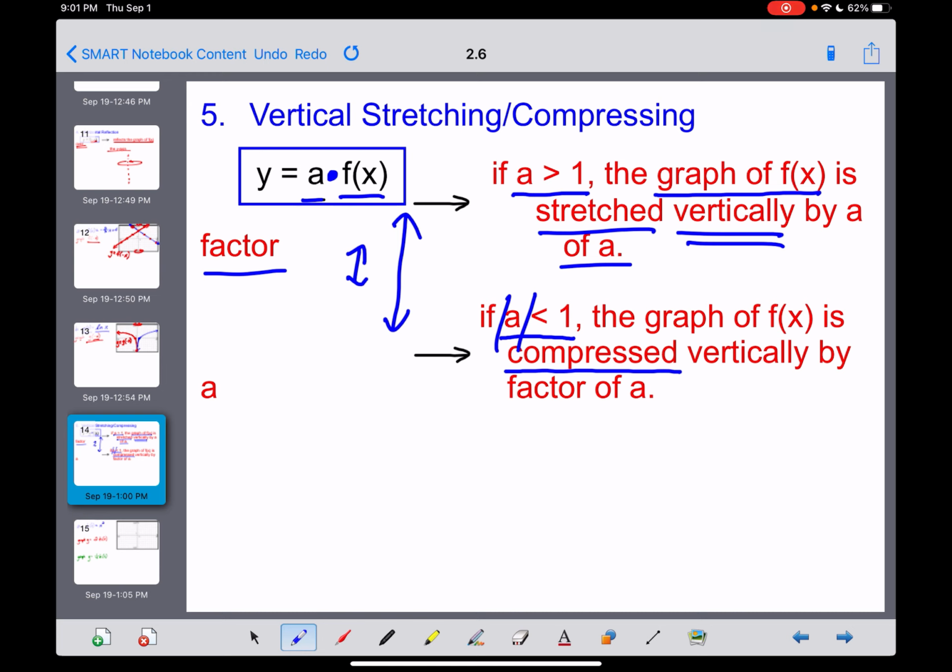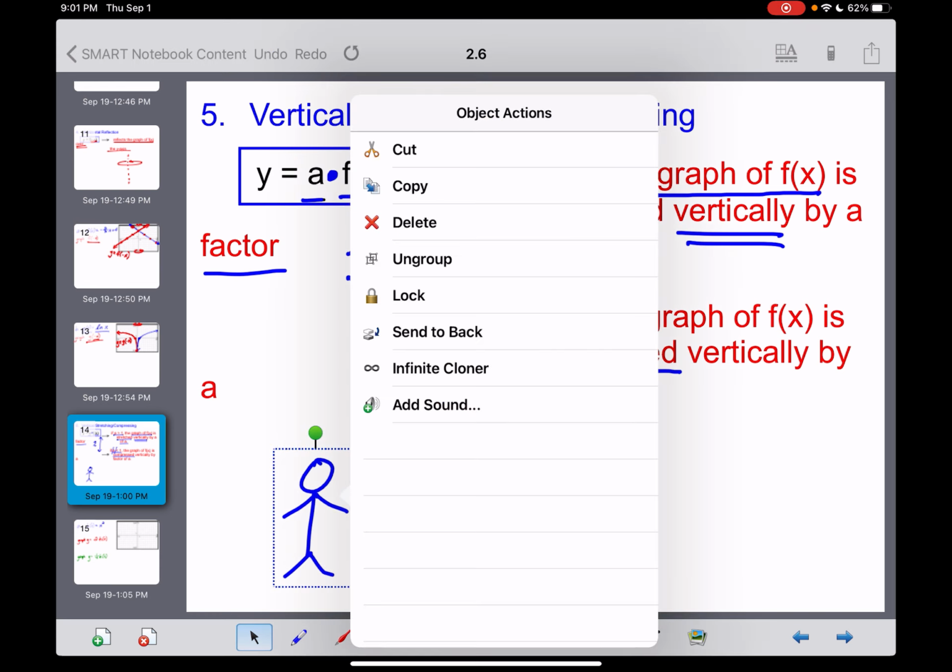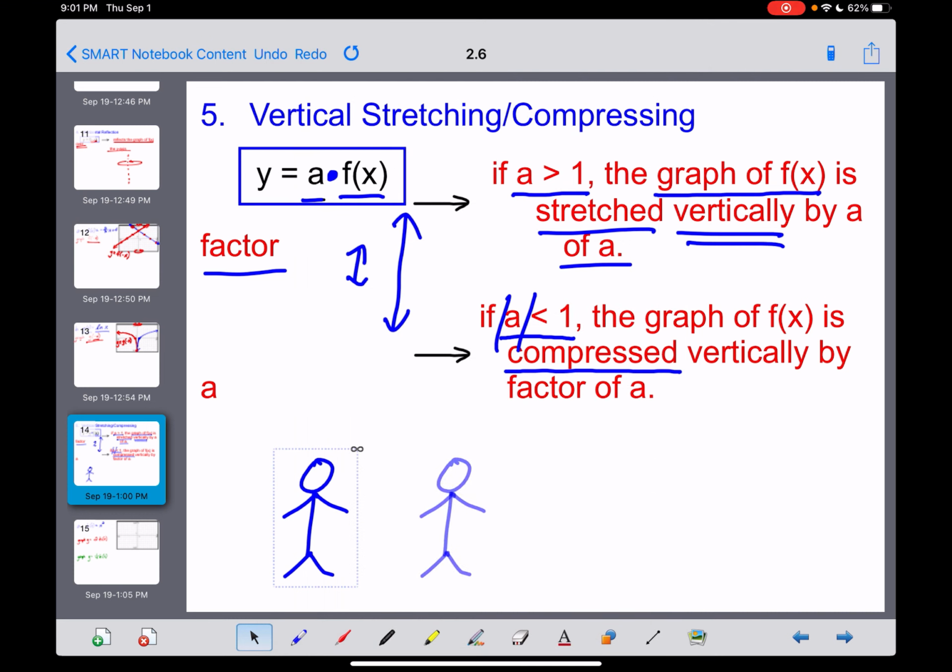So let's see if I can do a little trick on the smartboard software right here. If you were to come up with, let's just say, a normal person right here, a stick figure like that, let's see what Mr. Fontana can do with this here, guys. If I tap that twice, I think I can do an infinite cloner. Okay, here it is, everybody. There are three of you. Good job.